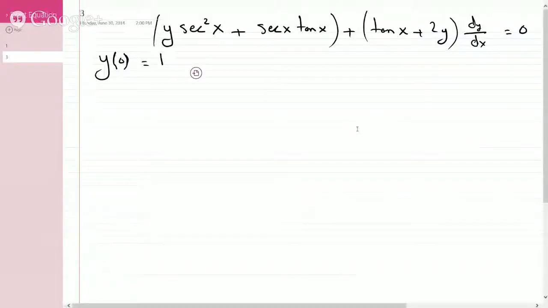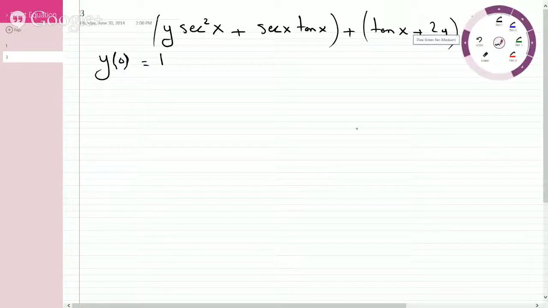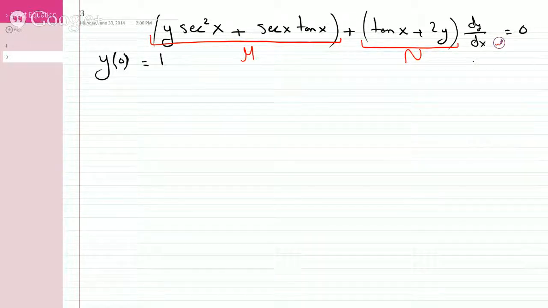So we're using the exact solution of the differential equation. It's sort of the same steps. It's already in the standard form. So this here is our M, and this here is our N. What multiplies the derivative is N. The other one is the M. Okay.